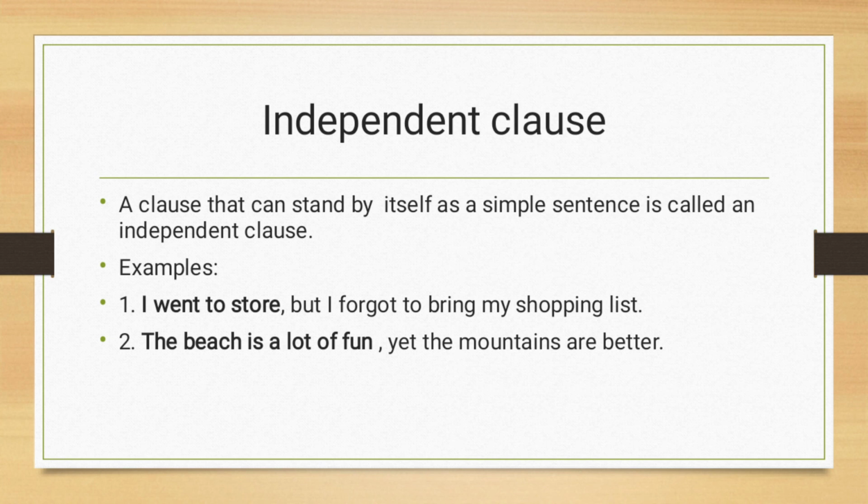So in this sentence, the first group of words, I went to store, is an independent clause. And the second part of the sentence, but I forgot to bring my shopping list, is a dependent clause, while the first group of words is an independent clause. Similarly, in the second example, the beach is a lot of fun, yet the mountains are better. So the first is independent while the second is dependent.